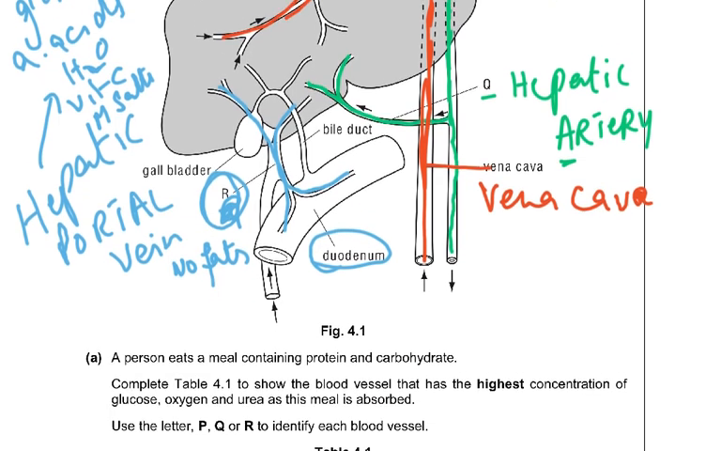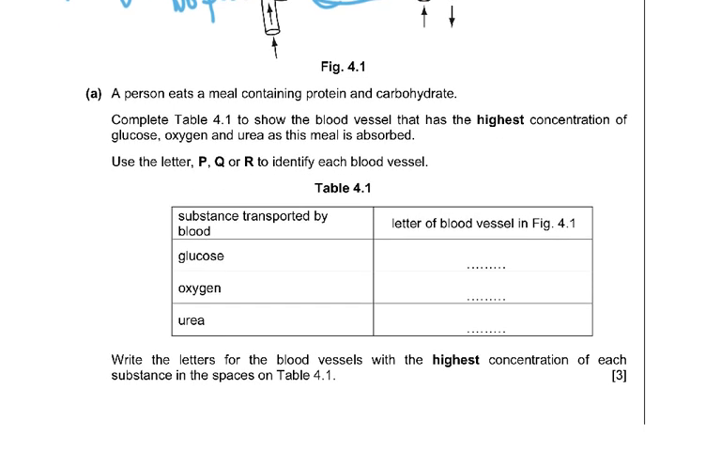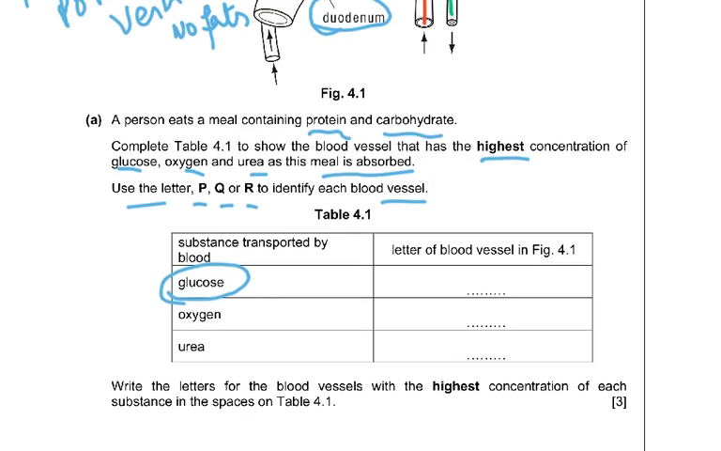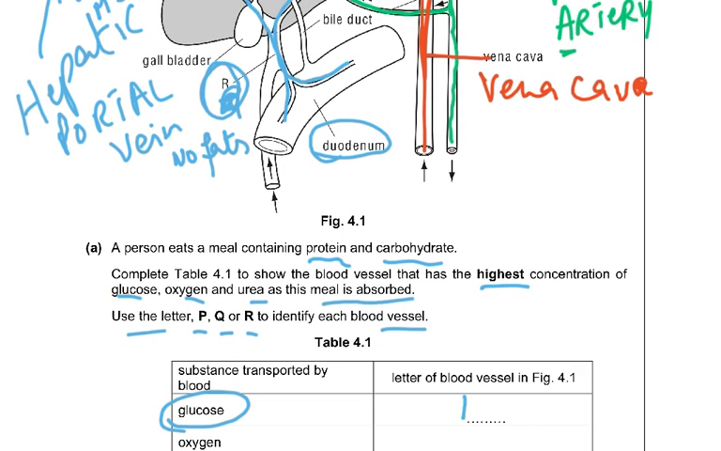Now let's follow this question. A person eats a meal containing protein and carbohydrate. So maybe we've had a chicken sandwich. Complete table 4.1 to show the blood vessel that has the highest concentration of glucose, oxygen, and urea as this meal is absorbed. Use the letters P, Q, R to identify each blood vessel. Highest concentration of glucose will be in what? If you've had a meal containing carbohydrates, the highest concentration would be in R.